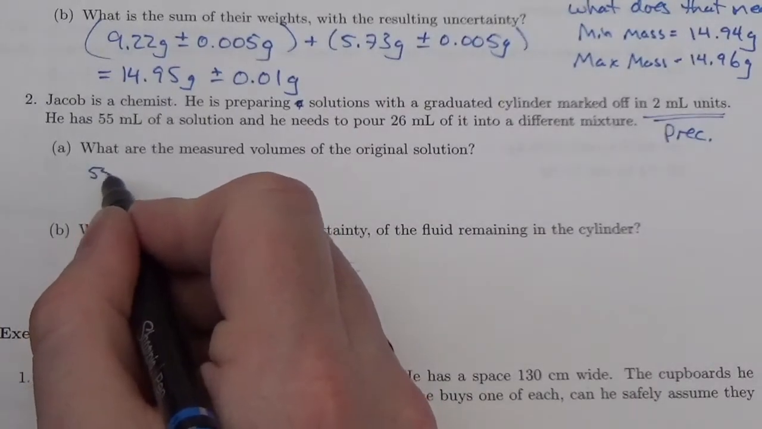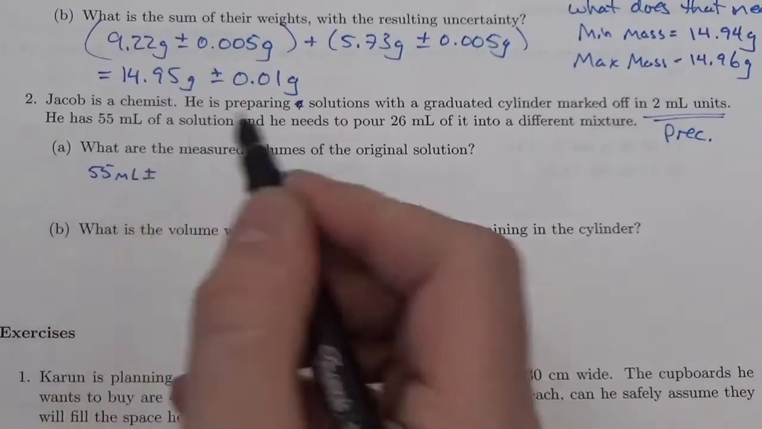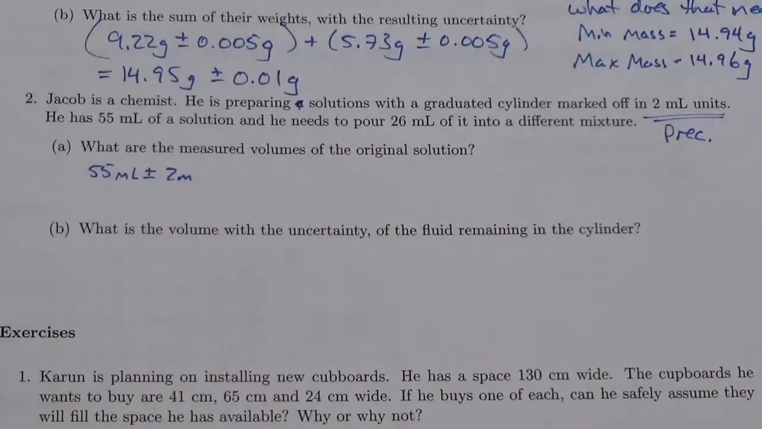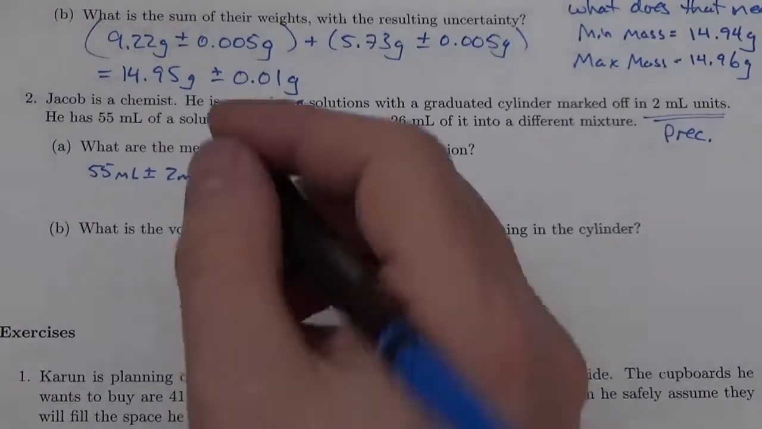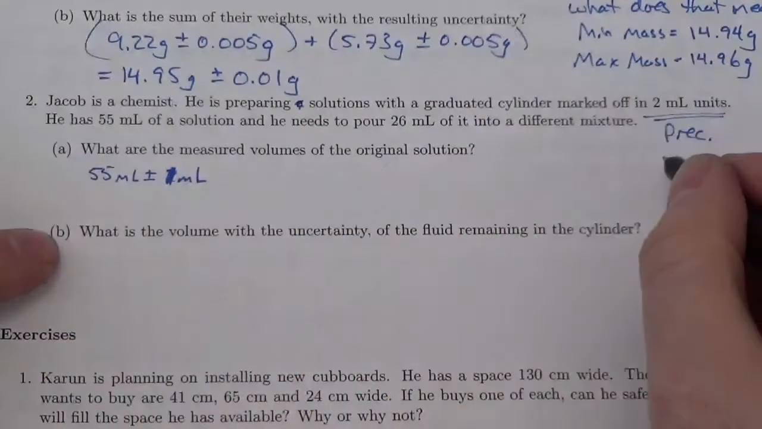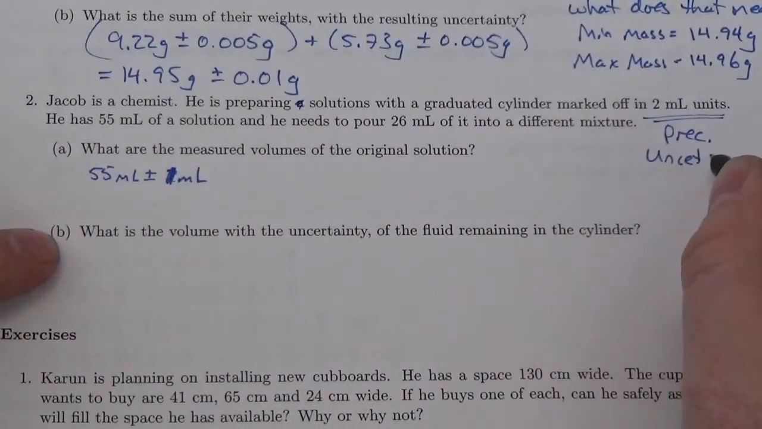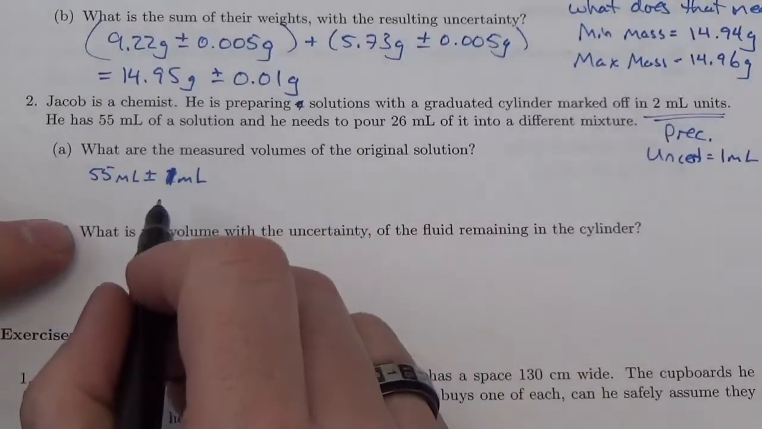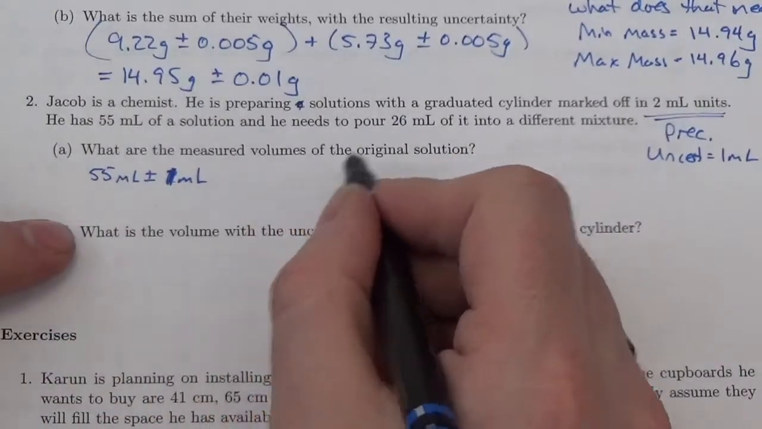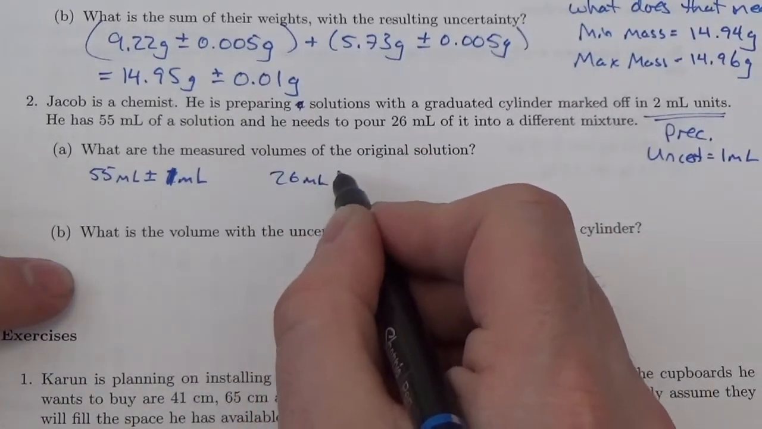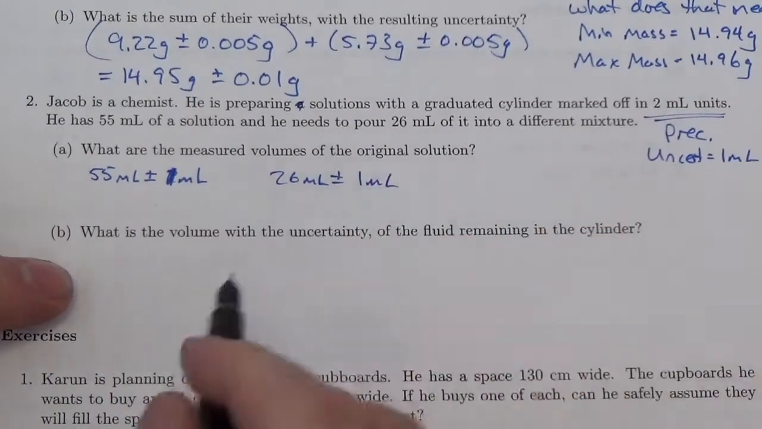Well, it was going to be 55 milliliters plus or minus 2 milliliters. Oh, sorry. It's plus or minus the uncertainty, and that is not the uncertainty. The uncertainty here is 1 milliliter. That's my mistake. I should have gone over here and actually done this. This means that the uncertainty is going to be 1 milliliter. So the measured volumes of the original solution, 55 milliliters plus or minus 1 milliliter. And then the other one here, we're going to pour that out. That's going to be 26 milliliters plus or minus 1 milliliter.